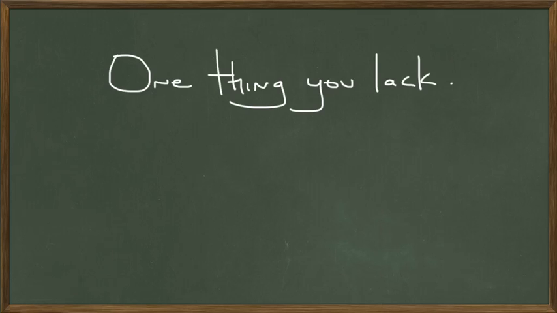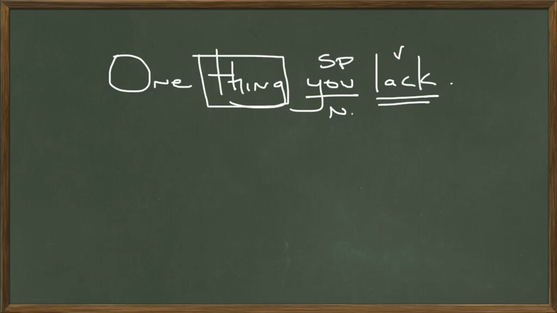Okay, one thing you lack. Subject of the sentence, you. Subject pronoun, nominative case. What are you doing? You're lacking, you're without something. That's a verb. What are you lacking? You're lacking a thing. How many things? One. Thing is a direct object, should go into the accusative case. And one is an adjective describing thing.